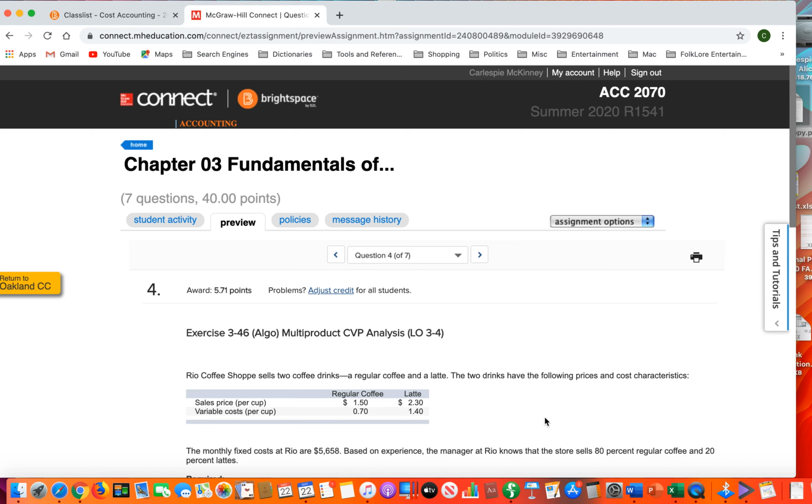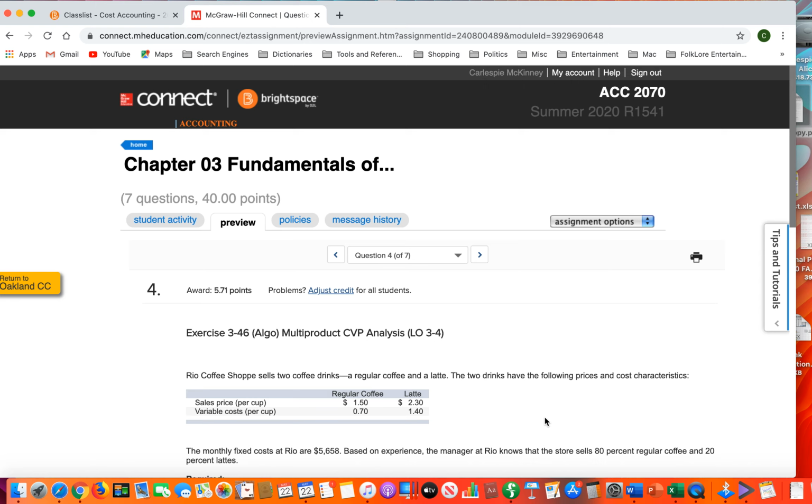So in other words, 80% is really a 4-to-1, same thing, 80-20. 80% of the sales are regular coffee and 20% are lattes. So what do we do? Well, first of all, calculate the contribution margin per unit, or per cup rather.